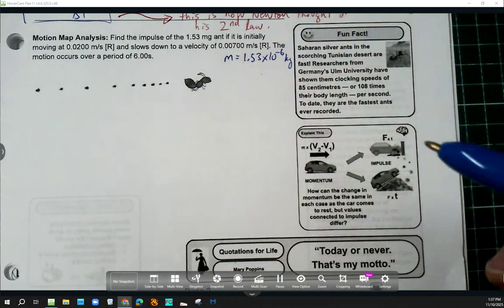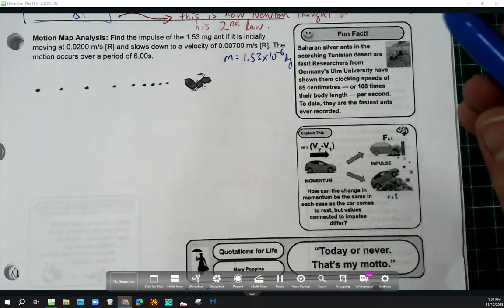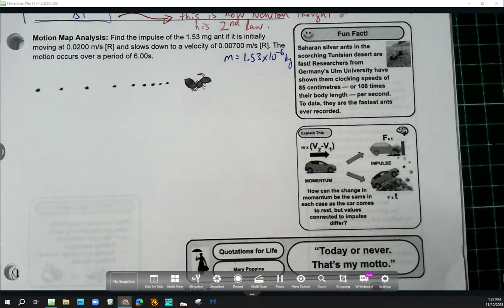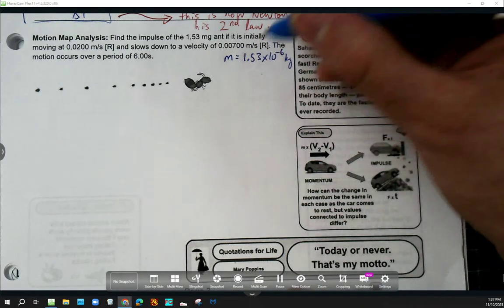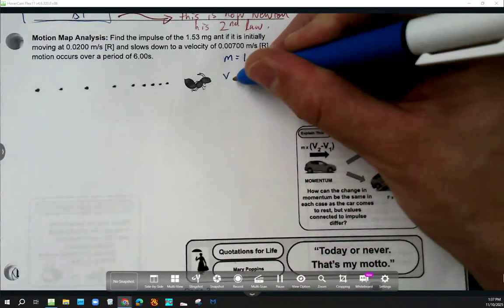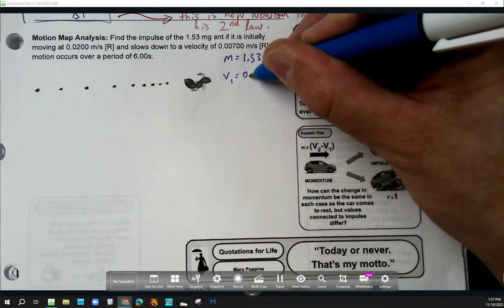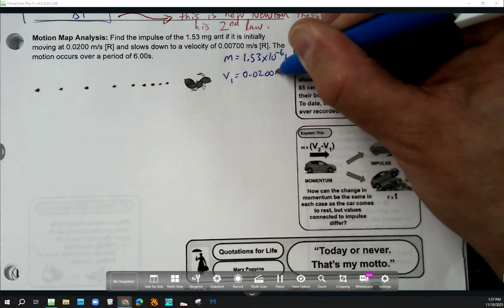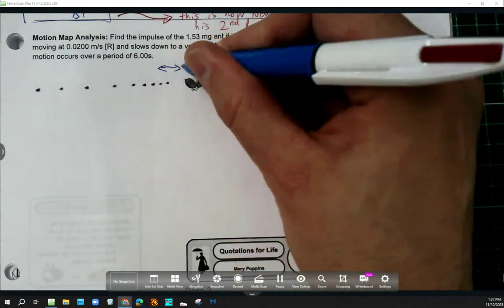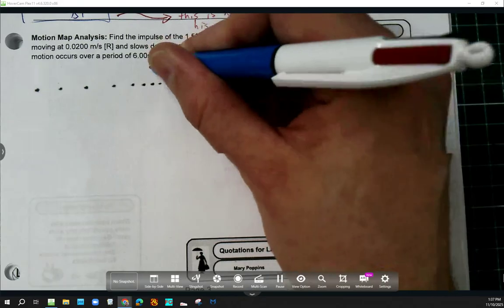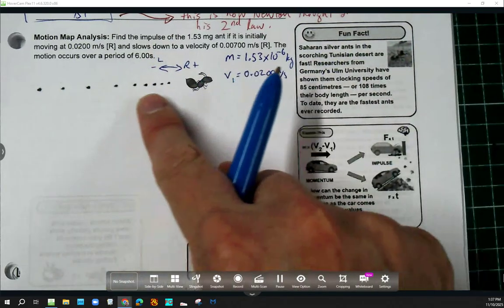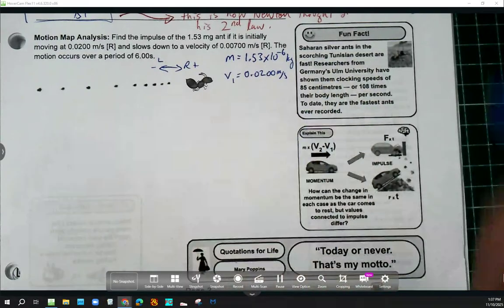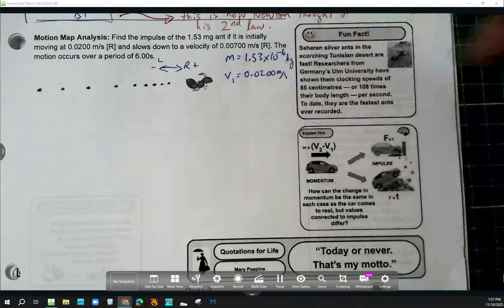A milligram is 1,000th of a gram, and we have to get it into kilograms, not grams. We say that this ant is moving along, at least at first, with a velocity v1 of 0.0200 meters per second. The ant is moving along to the right. I think we're going to make right be positive and left be negative, because it looks like this ant is walking along here. And so we'll leave that velocity as being positive.